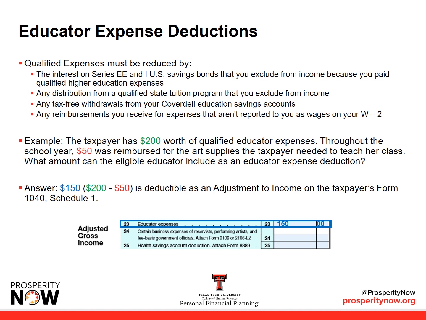For example, the taxpayer has $200 worth of qualified educator expenses. Throughout the school year, $50 was reimbursed for the art supplies the taxpayer needed to teach her class. What amount can the eligible educator include as an educator expense deduction? For this answer, it's simply $150. 200 minus 50 is deductible as an adjustment to income from the taxpayer's Form 1040, Schedule 1.